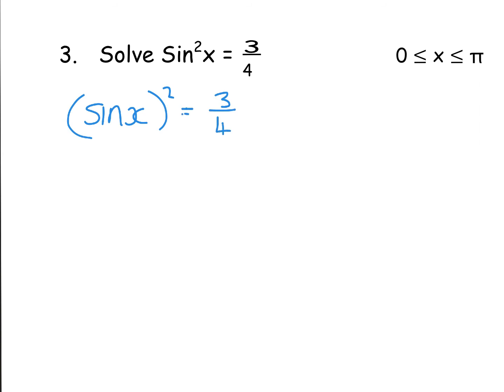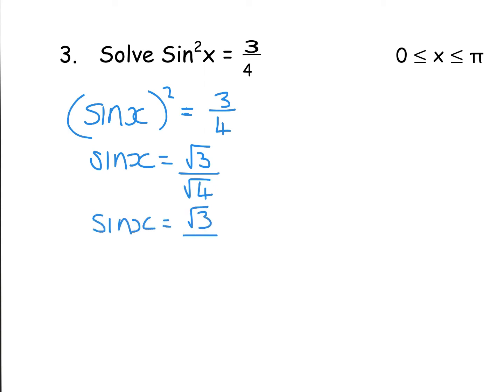Now in maths, whenever you've got something squared, we know to take the square root of the other side. So we're going to take the square root of 3/4. Now you can split that up and do the square root of top and the square root of bottom. So that gives us sin x equals root 3 over 2, which of course is non-calculator. We're looking for our exact values.